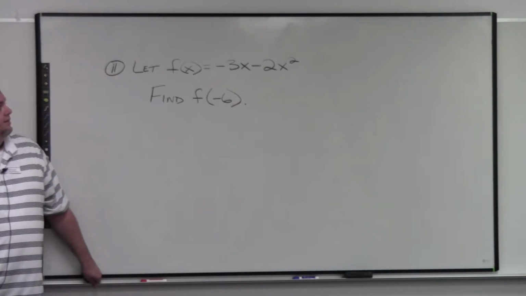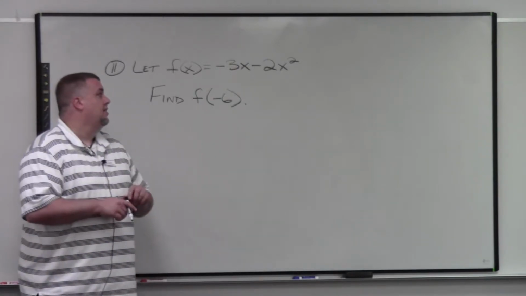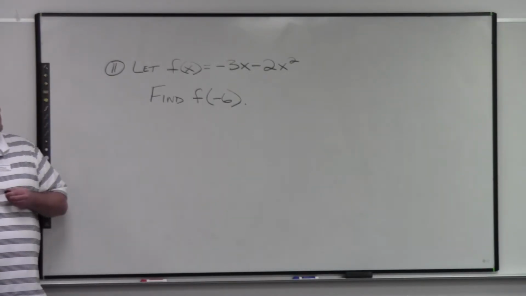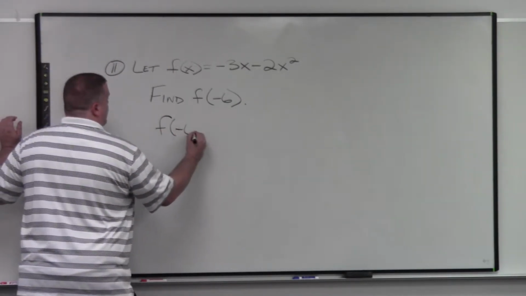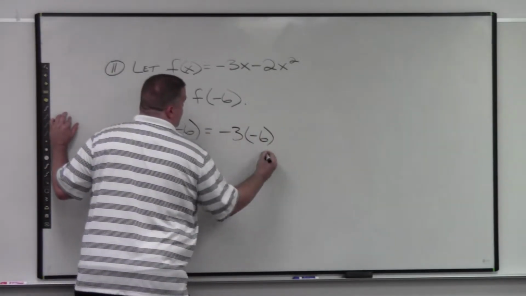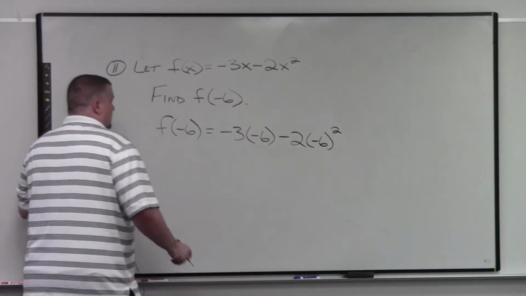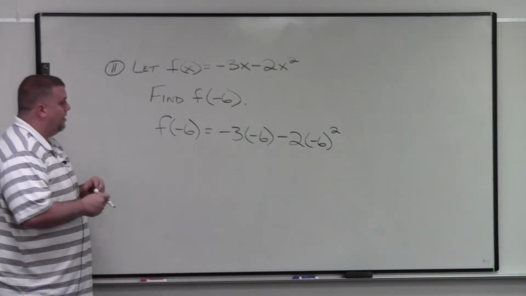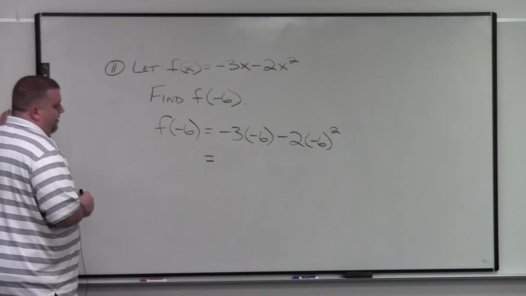All right, problem number 11, they're giving us this function, f of x is equal to negative 3x minus 2x squared. And they're asking us to find f of negative 6. So they're asking us to find the function value when x is equal to negative 6. So what would we do here? We're going to substitute negative 6 wherever we see an x. So negative 6 in for this x, and negative 6 in for that x as well. Then we're just going to follow our order of operations to evaluate f of negative 6.